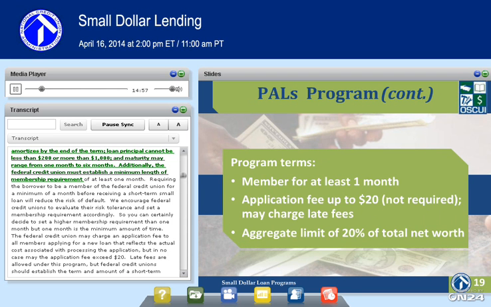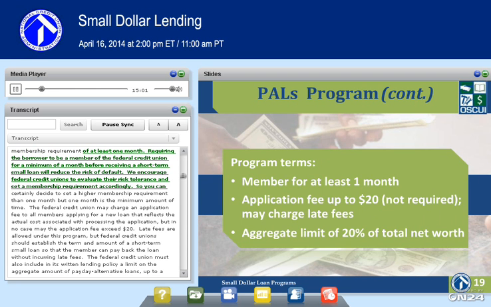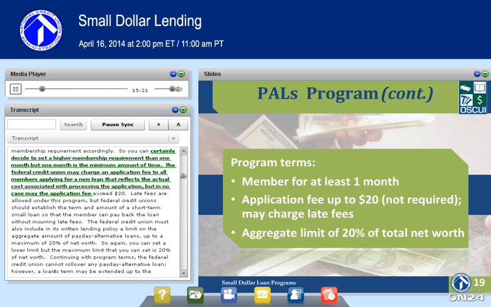Additionally, the federal credit union must establish a minimum length of membership requirement of at least 1 month. Requiring the borrower to be a member of the federal credit union for a minimum of a month before receiving a short-term small loan will reduce the risk of default. We encourage federal credit unions to evaluate their risk tolerance and set a membership requirement accordingly. So you can certainly decide to set a higher membership requirement than 1 month, but 1 month is the minimum amount of time.